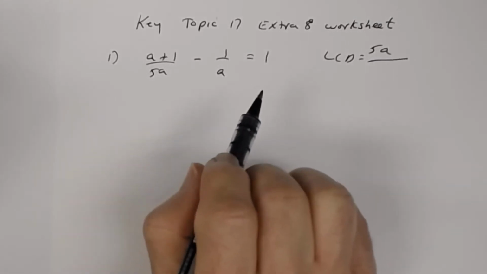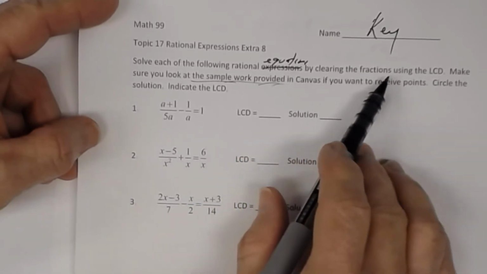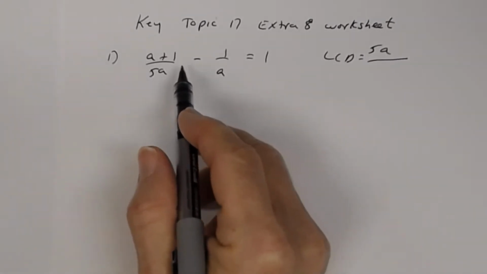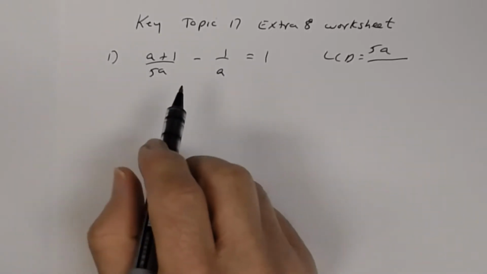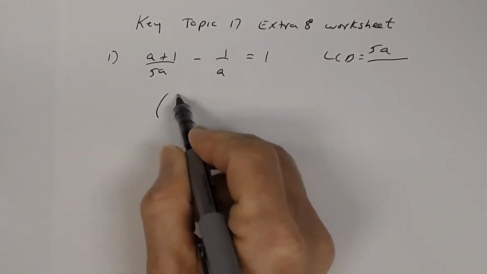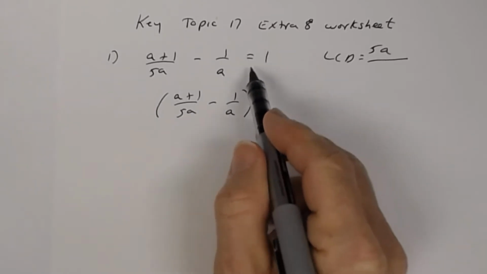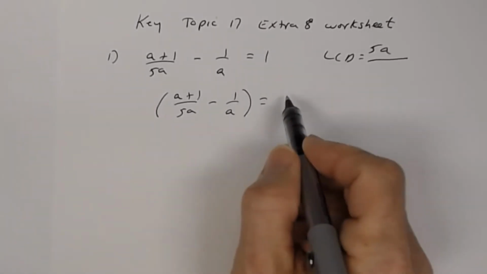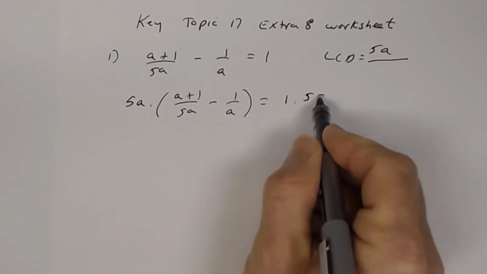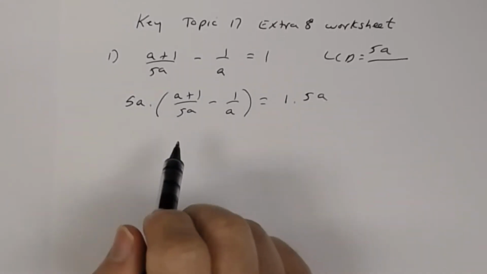Okay, now here's what you have to do. Solve each of the following rational equations by clearing the fractions using the LCD. Once you find the LCD, the next step is to multiply both sides by that least common denominator. Since the left side had two rational expressions, I'm going to put that in parentheses. So a plus 1 divided by 5a minus 1 divided by a equals, and since this only has one rational expression, I'm going to leave it as just 1 without parentheses. Now I'm going to multiply both sides by 5a, the LCD. What you do to one side, you do to the other. So mathematically, going from here to here is a correct statement.